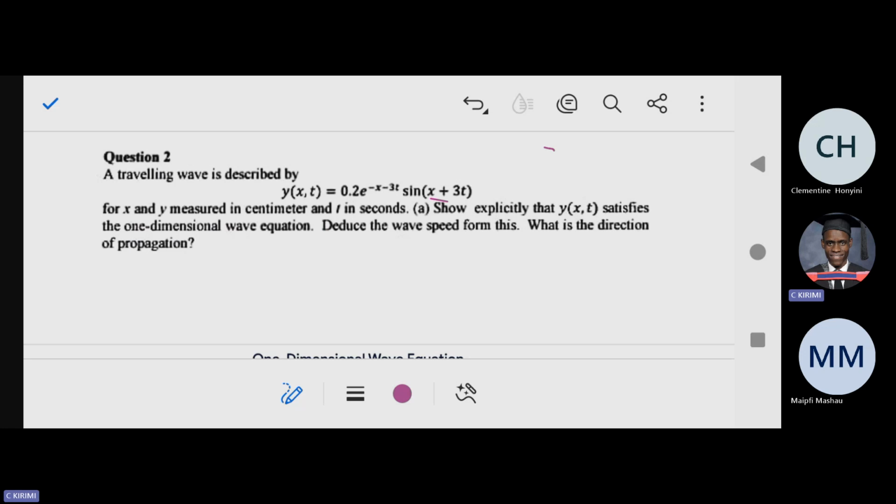When you see it's sin(x minus 3t), then you know the propagation of this wave is to the what? To the right, or to the positive x displacement. It's moving to the right, to the positive x displacement. Negative, yeah. That's all.